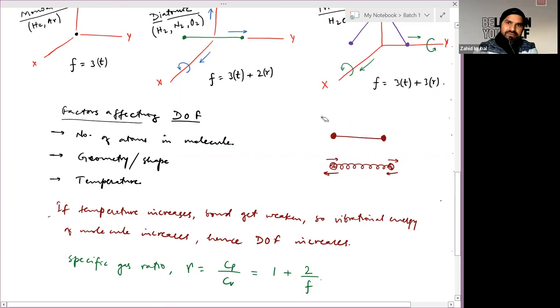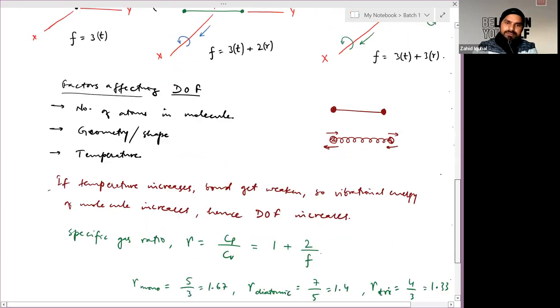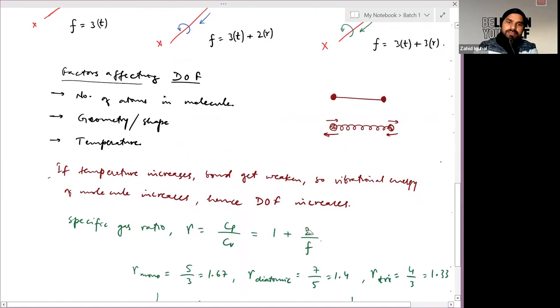On putting these different values in this expression, 1 plus 2 by f, f is 3 for monoatomic. So 3 plus 2, 5 by 3. So it will be that for monoatomic. If you divide this fraction, you'll get this value. For diatomic, where the number of degrees of freedom is 5, so 5 plus 2, 7 by 5, that will be 1.4. And similarly for triatomic.